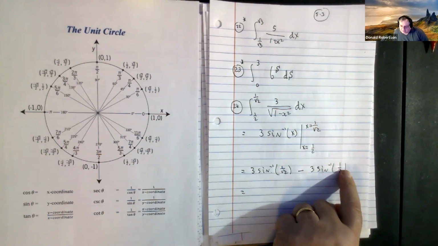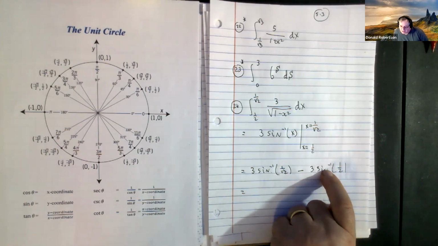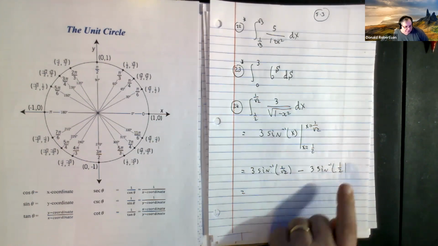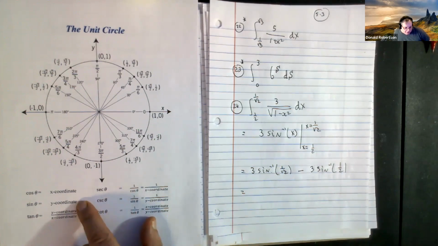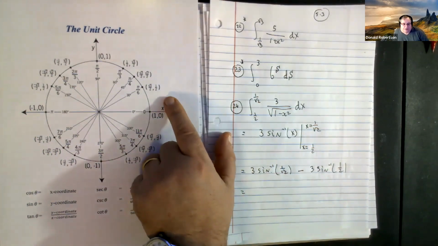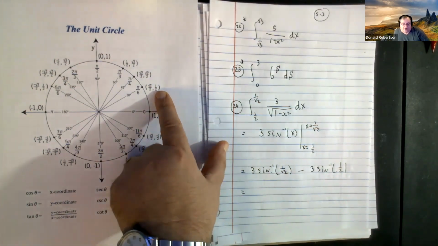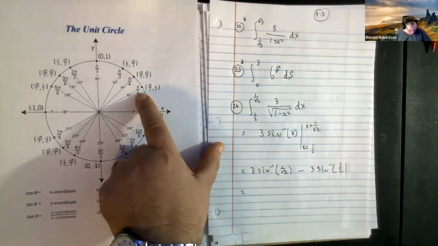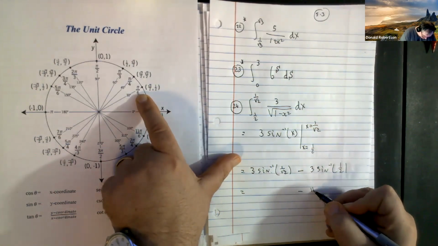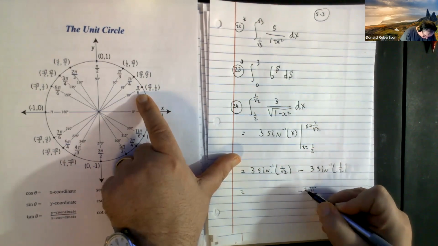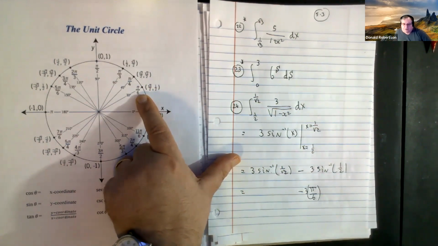What I'm looking for here, for instance, is an angle whose sine is a half, and the sine is the y coordinate. So I'm looking for an angle whose y coordinate is a half, and yay, I'm picking it, pi upon 6. So 3 times pi upon 6.